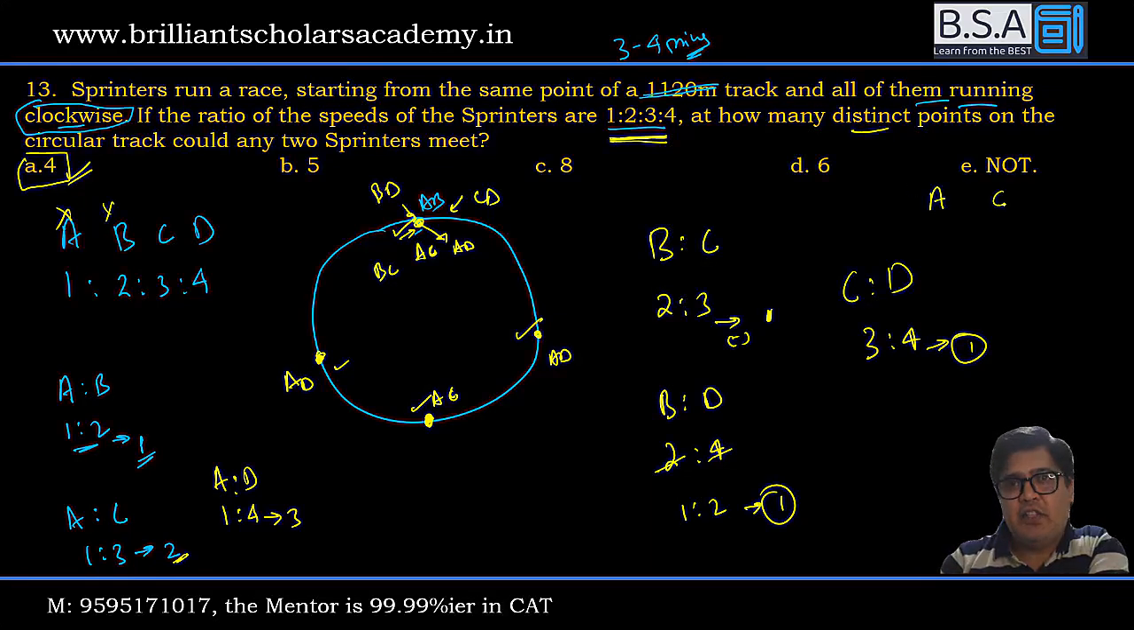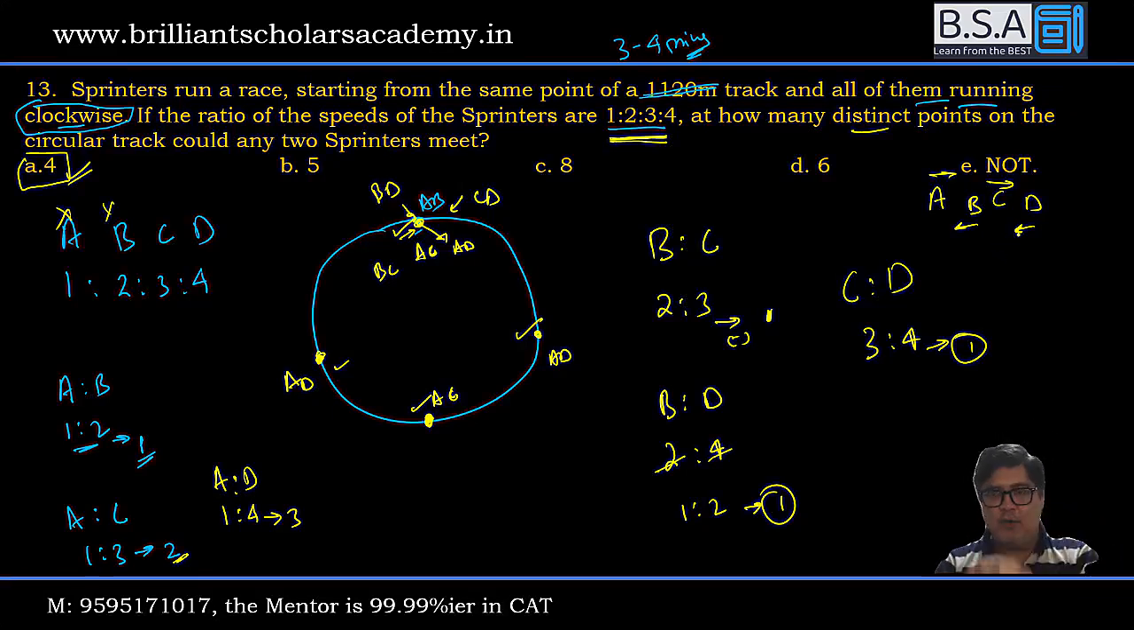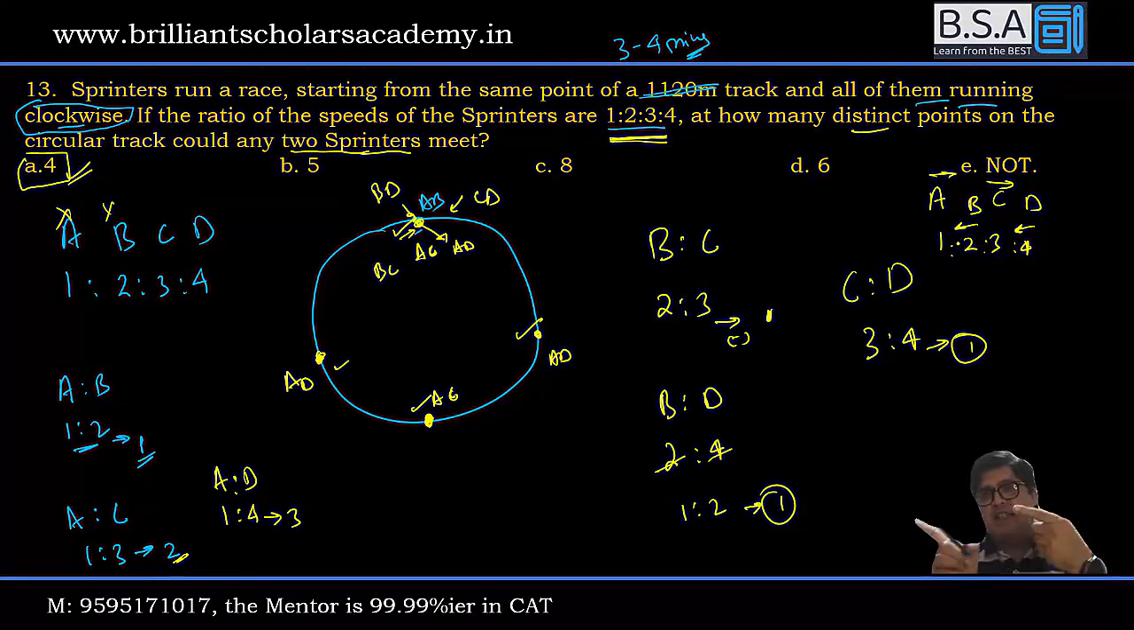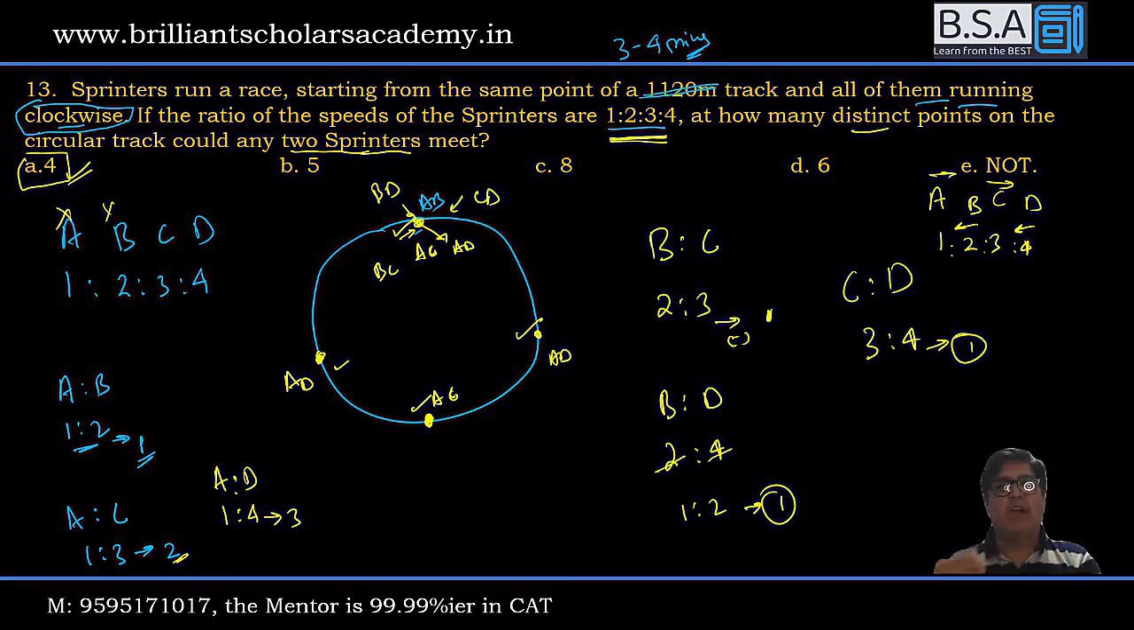A and C go clockwise. B and D go anti-clockwise. Opposite. B and D go opposite. Now find the number of distinct meeting points where any two sprinters could meet. The ratio is 1, 2, 3, and 4. The speed ratio is not changed. A and C are going clockwise and B and D are going anti-clockwise. How many points can they meet at?